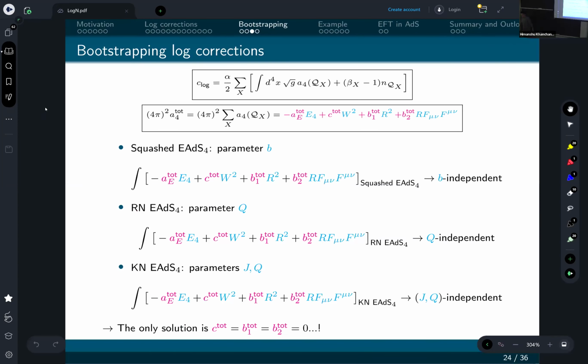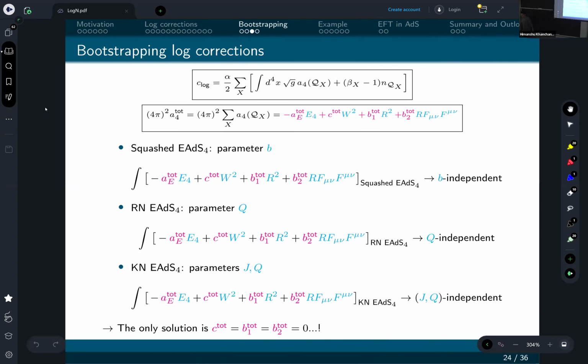And you can use the same logic for the supersymmetric Reissner-Nordstrom and supersymmetric Kerr-Newman cases. Then the final result should be independent of continuous parameters. And we solved this constraint and found that C_B1, B2, when summed over all fields in the spectrum, must be 0. Otherwise, these conditions cannot be satisfied.